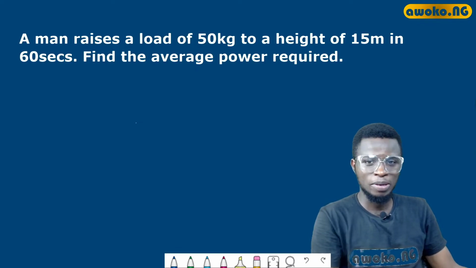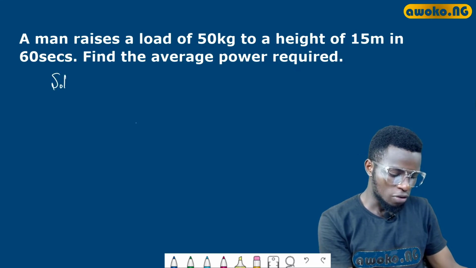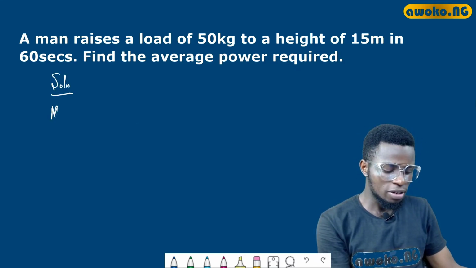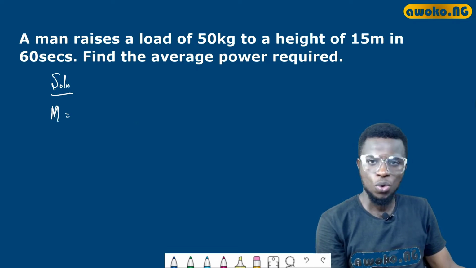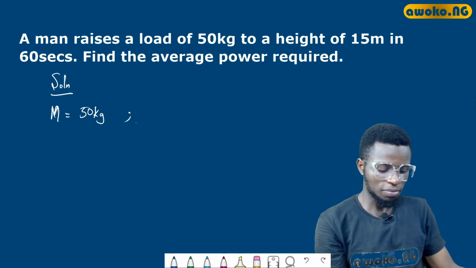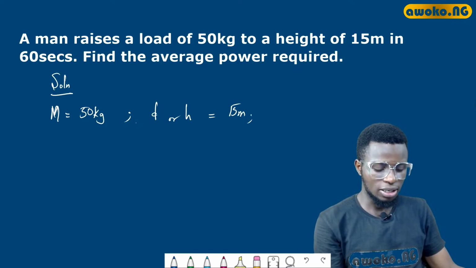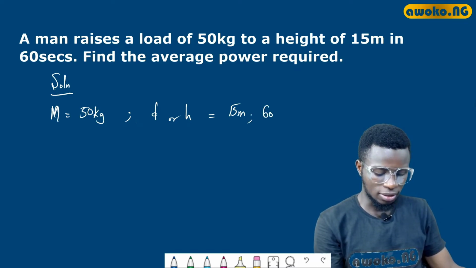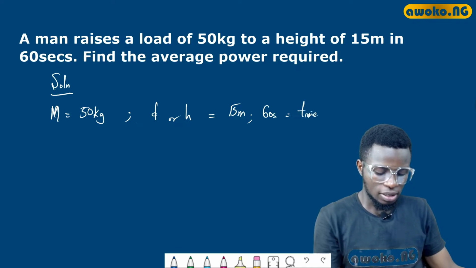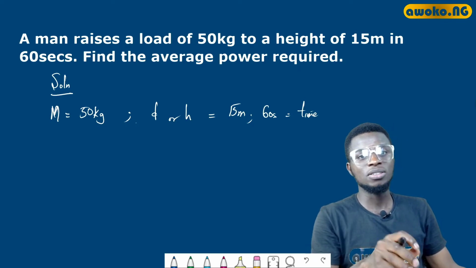Now, if you see a particular problem like this, the first thing you have to do is to list your parameters. So if you want to solve this, the first thing is we're given the mass of the load, which is 50 kilogram, and we have the height, which is seen as the vertical distance. So you can say D, or height, is equal to 15 meters, and the time taken is seen as 60 seconds as our time.